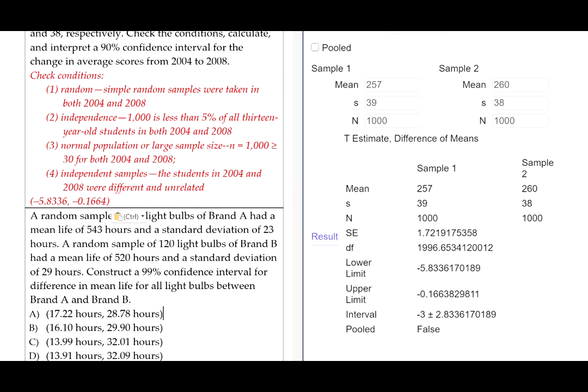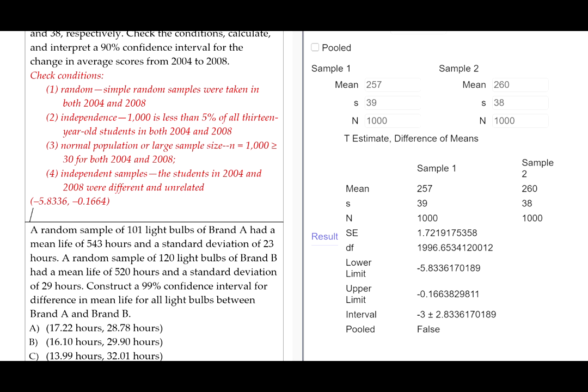Our entire confidence interval here is negative. So that means when we subtracted the value from 2004 minus the value from 2008, we got negative values, meaning that the 2004 values are smaller than the 2008 values. The way that we would interpret this is we would talk about the difference in means for the two different groups. As usual, we would talk about our level of confidence that the interval captures the parameter. So it would be something like this.